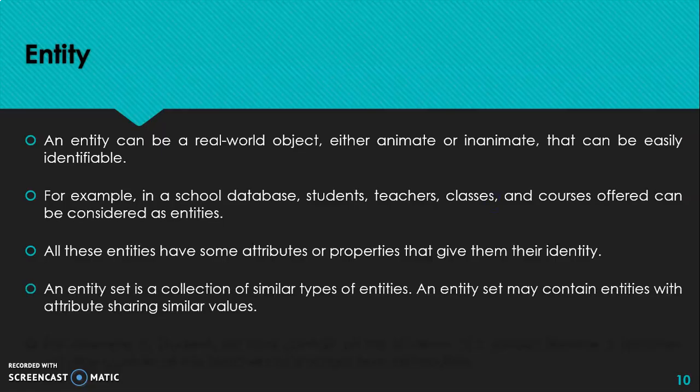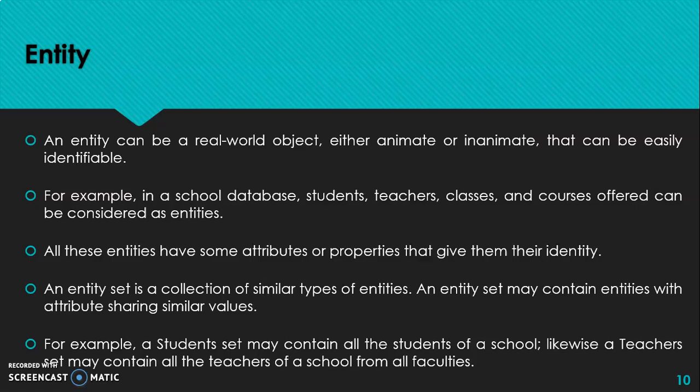An entity set is a collection of similar types of entities. An entity set may contain entities with attributes sharing similar values. For example, a student set may contain all the students of a school. Likewise, a teacher set may contain all the teachers of a school from all the faculties. So that becomes a student entity set and a teacher entity set.